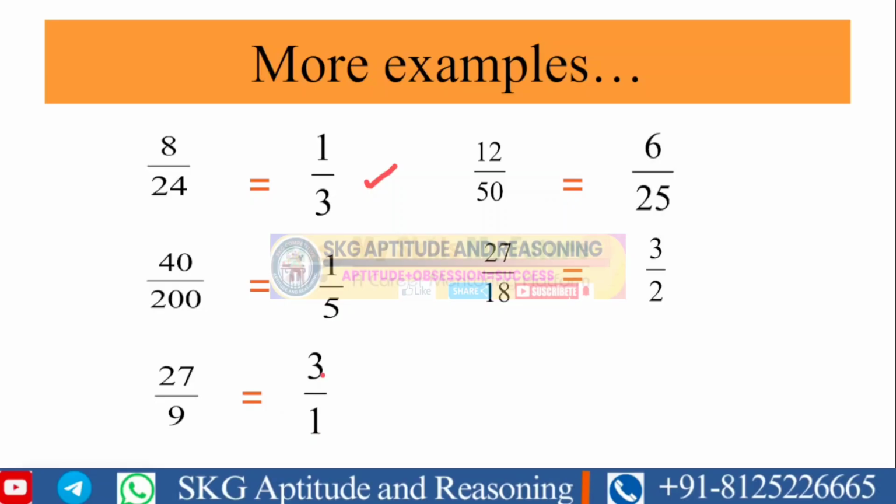The ratio will become 3 is to 1. So the definition of ratio is a comparison of two or more observations. Here I am comparing two observations and applying a division method or common element elimination method in order to get the ratio or simplified ratio. The ratio is nothing but a simplified form of a given number or particular numbers.